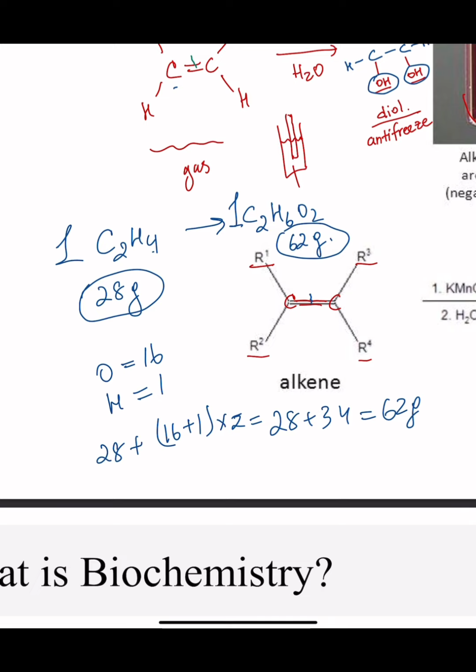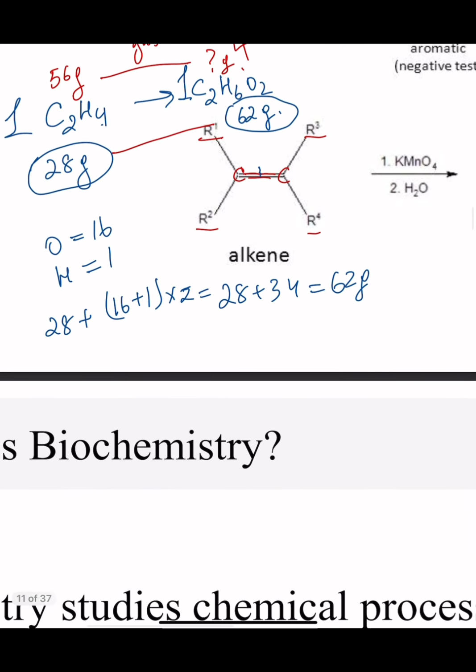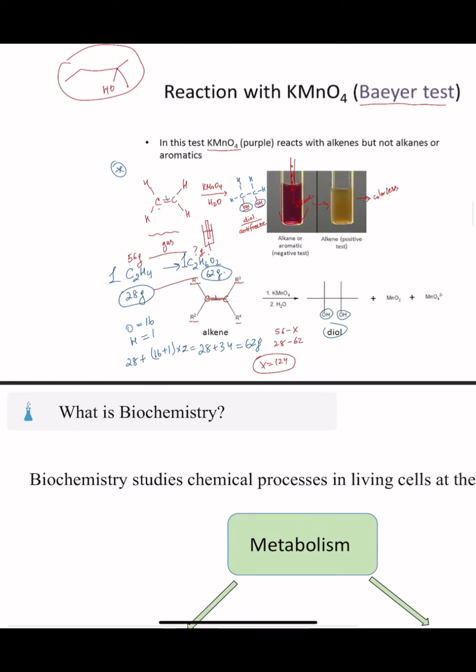Let's make a proportion. If I tell you that I grab 56 grams of this, and how many grams of this is going to come out, you need to just do the proportion, meaning 56 is going to be X, 28 is going to be 62, and X would be 124 if you do the calculation. Okay, so that is the Bayer test.